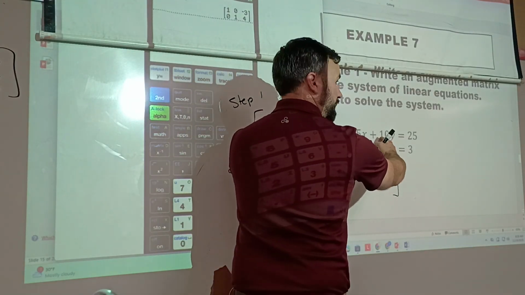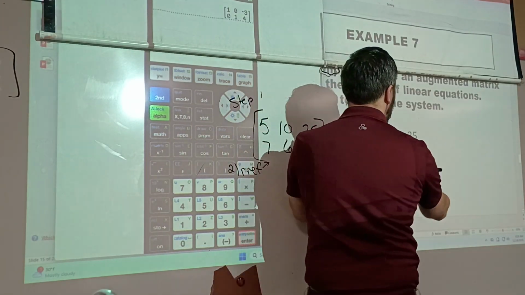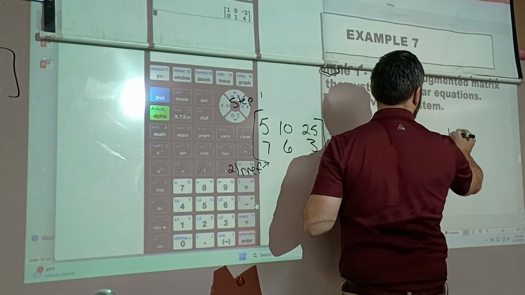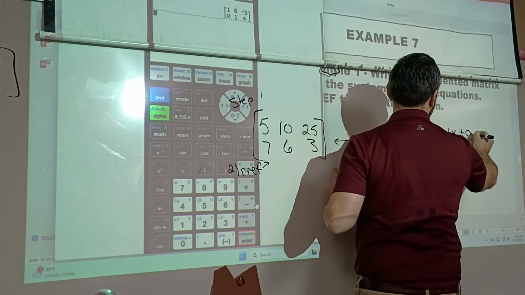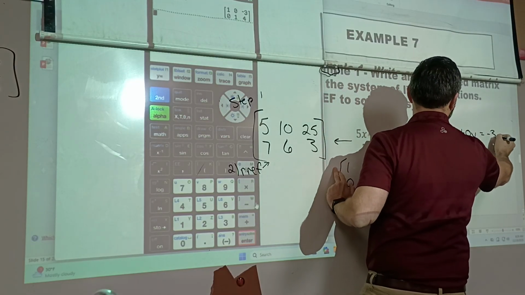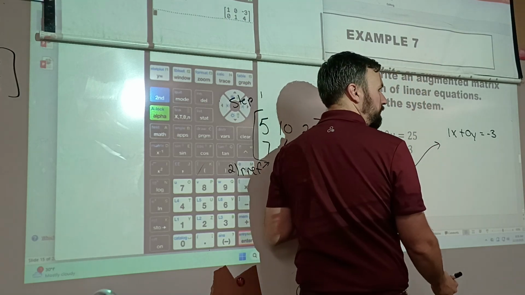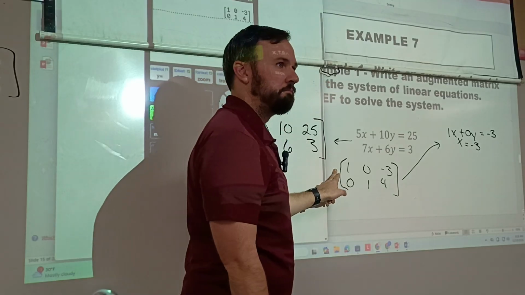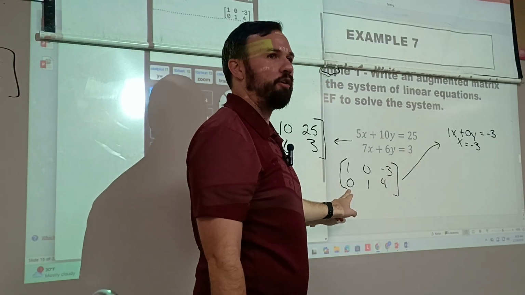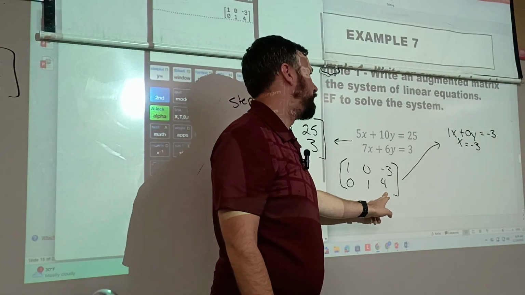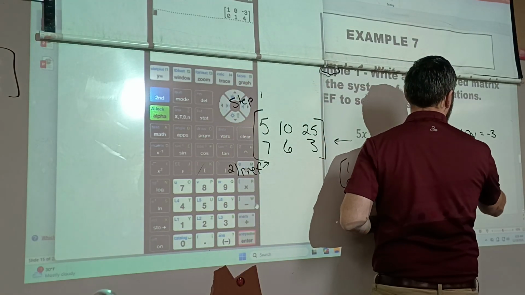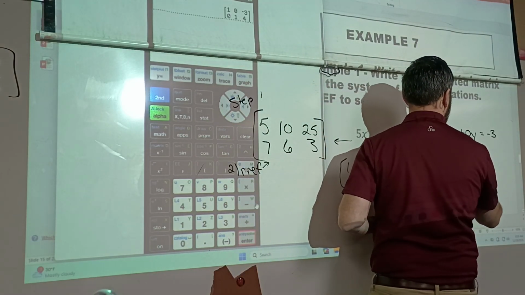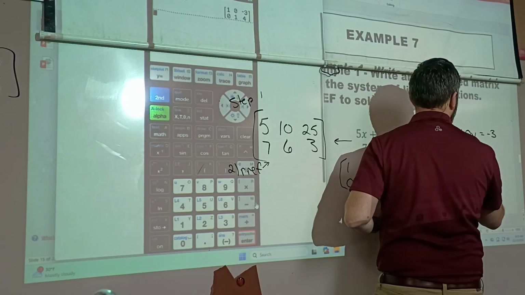This came from this equation, right? What this is actually telling me is 1x plus 0y equals -3, right? So what's that telling me? X equals -3. This one's telling me 0x plus 1y equals 4. So what's y equal? 4. And that's a point. Don't forget that is a point.